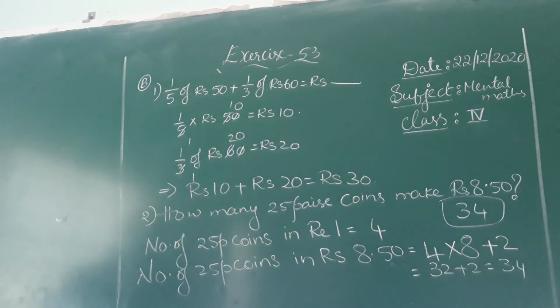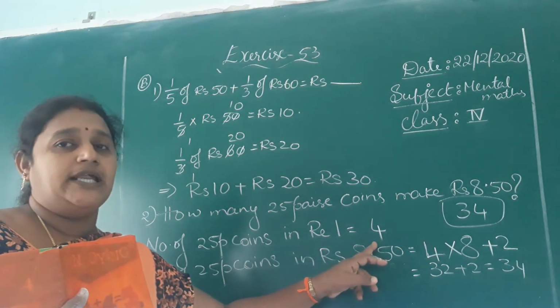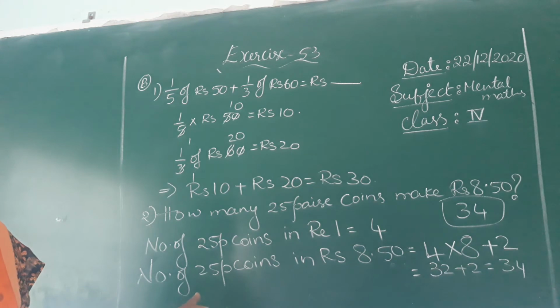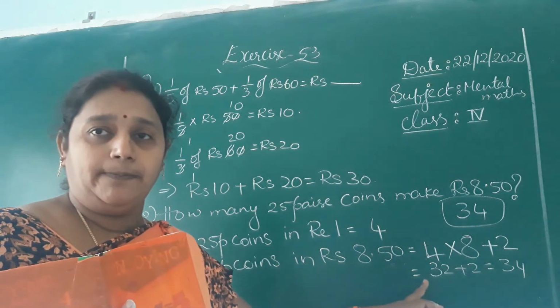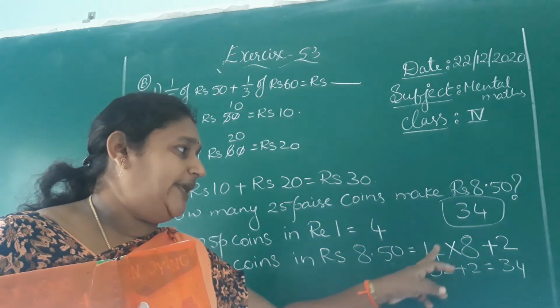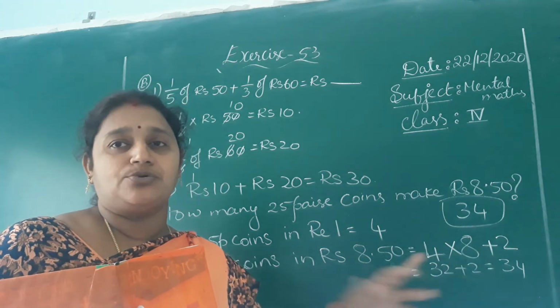First we have to find how many 25 paise coins are there in 1 rupee. 4 are there. Now we have to find how many 25 paise coins are there in 8 rupees 50 paise. So for 8 rupees, 4 coins for 1 rupee, 4 into 8 plus 2, 32 plus 2, 34.